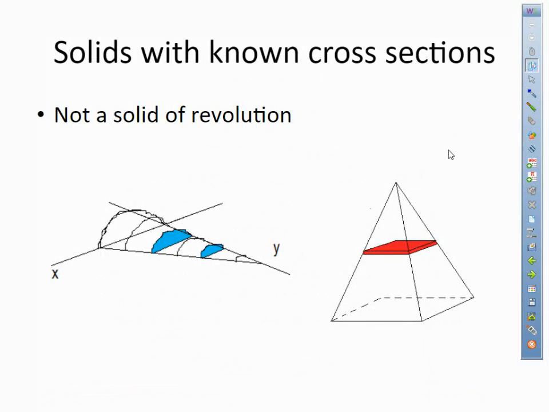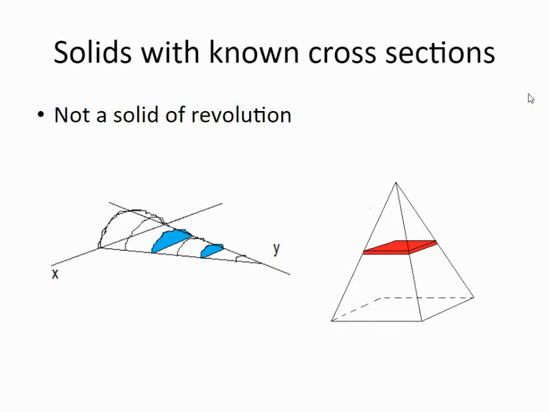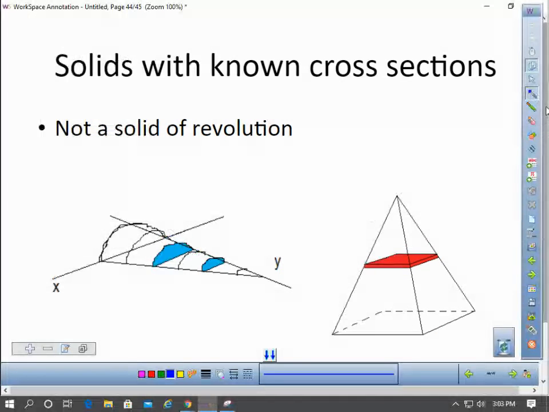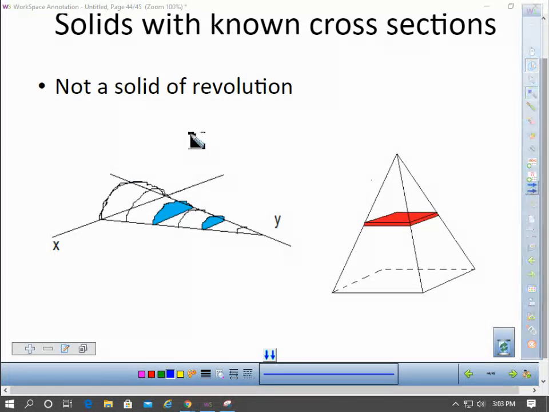All right, some crazy pictures here. Solids with known cross section. These are not solids of revolution, so we are not doing any revolving around. We're not going to have any discs. There's not going to be a washer. We're not going to have any of those anymore.